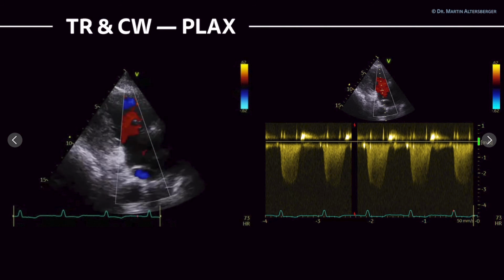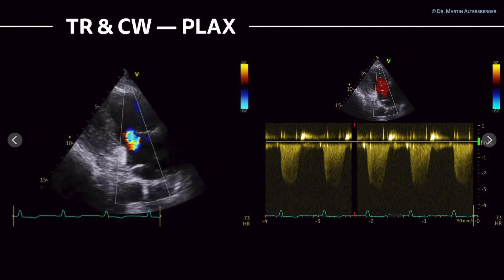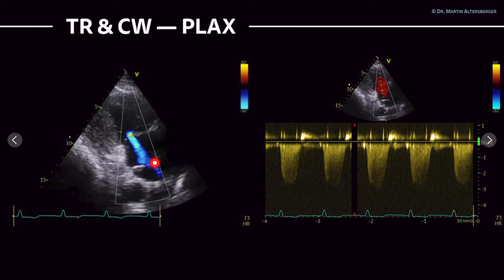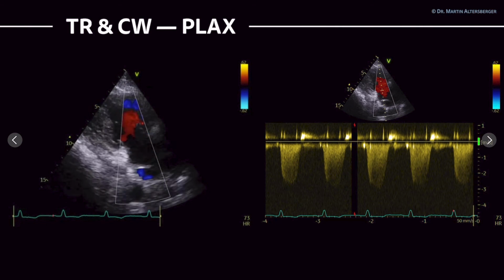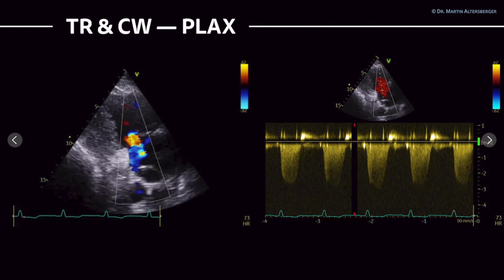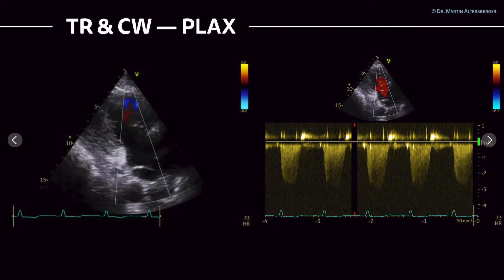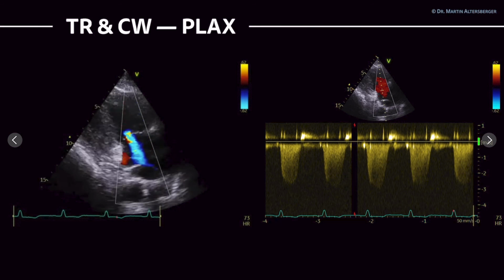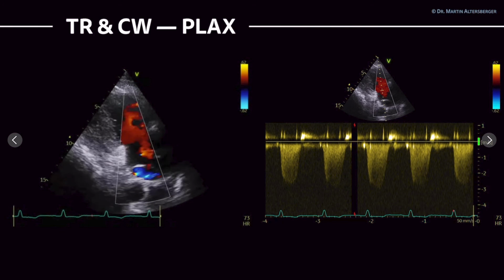The same you can do in the parasternal long axis view, where you can see the tricuspid regurgitation here in an atypical view of the parasternal long axis. If you do not know how to perform these atypical views, click the box and watch the video on the atypical views of the parasternal long axis.